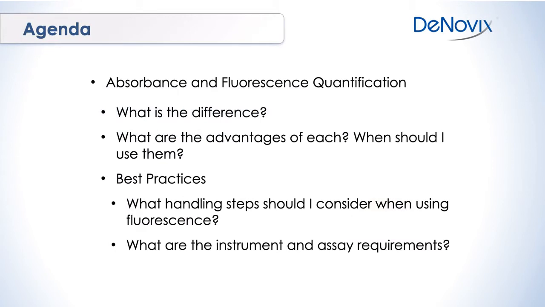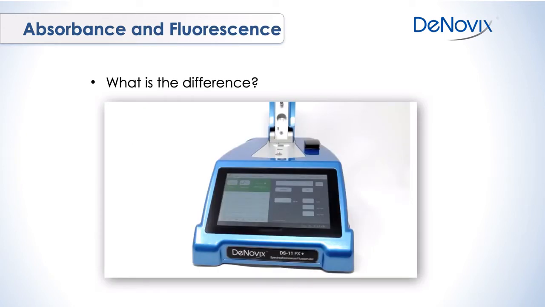So today we're going to talk through the comparisons between absorbance and fluorescence quantification. We're going to talk a little bit about what the differences are, what the fundamentals are, and what the advantages of each of those methods are and when we should put them into practice. We'll also spend some time looking at the best practice when we're preparing these assays and running these samples. So what handling steps should we consider? What instrumentation do we need? How do we ramp up throughput? Those sorts of things.